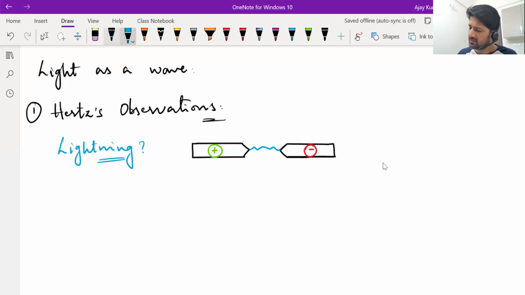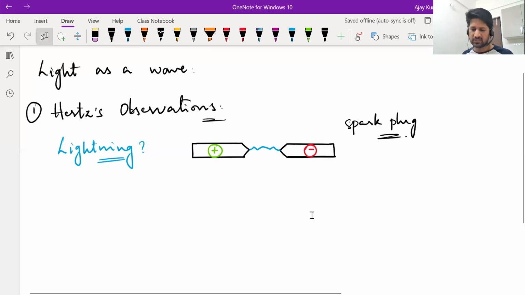And this is what happens in a vehicle's spark plug also. To run a vehicle, it needs a spark plug. Basically, the spark plug ignites the fuel inside the engine of a vehicle. So the spark plug keeps on doing this. It takes voltage from the battery, and it generates a sufficiently strong electric field between two electrodes that whatever is present between those two electrodes gets ignited, due to that spark that is generated. Fine. So Hertz was conducting experiments on this spark discharge.